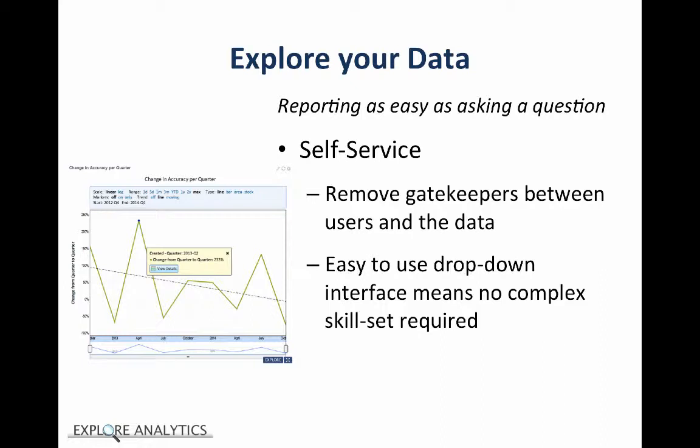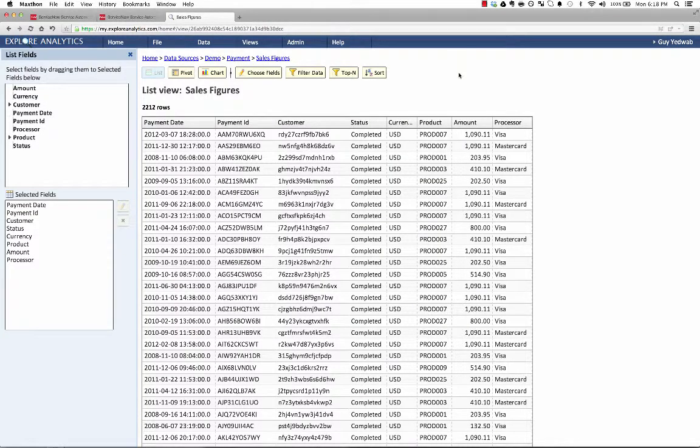The way that we do this is by using a drop-down interface that has no complex skill set required, where you're literally dragging and dropping, choosing choices from a menu, clicking on things to understand things. So you could try something, make a quick change, rather than having to go through a complex set of hoops to get your data. Let's take a look at this in practice.